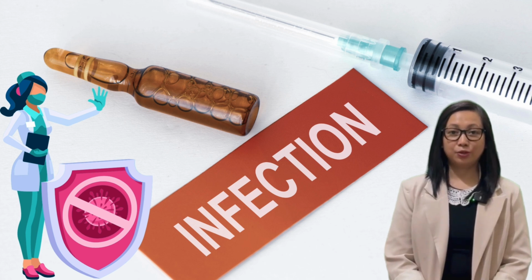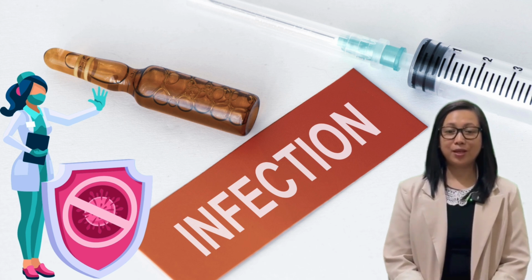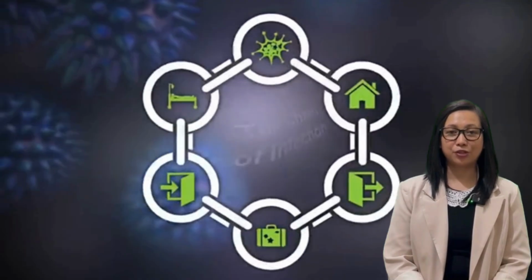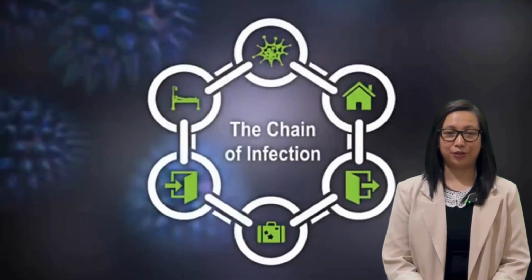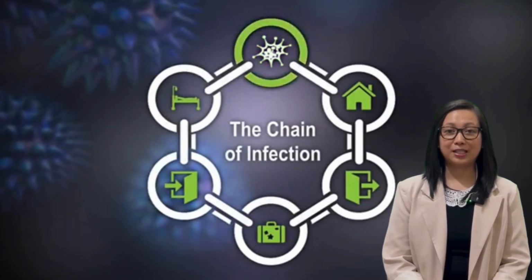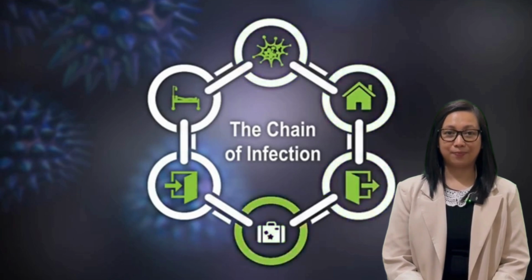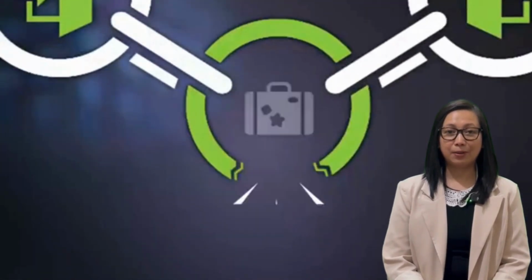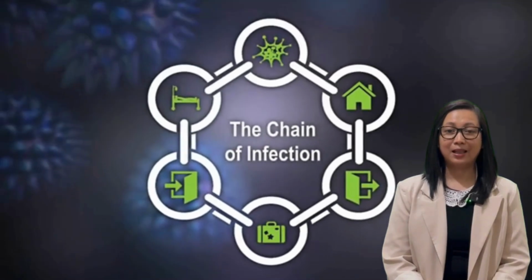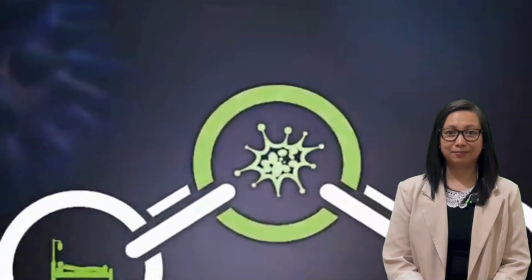To prevent and control infection, first, we need to understand how infections spread through the chain of infection. The chain of infection is made up of 6 different links. Infection occurs when each link is present in this order, but the chain is easy to break. Each link can be broken, which prevents disease and keeps patients safe. Let's go through each link.